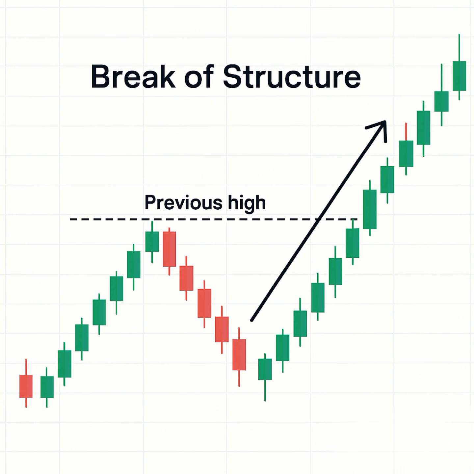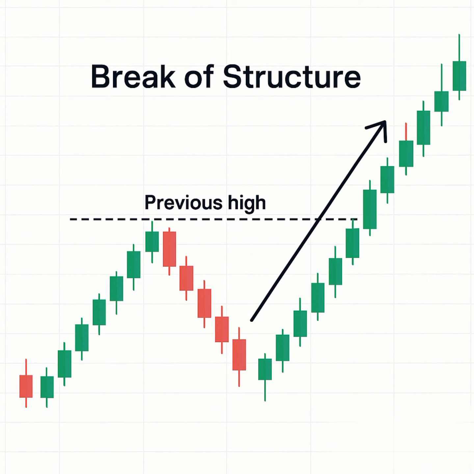A break of structure, BOS, is an important concept in market structure. This occurs when the market breaks a significant high or low, indicating a potential trend reversal or continuation. In a bullish market, a break of structure happens when the price breaks a lower high and creates a higher high. This confirms that the trend is continuing in an upward direction.